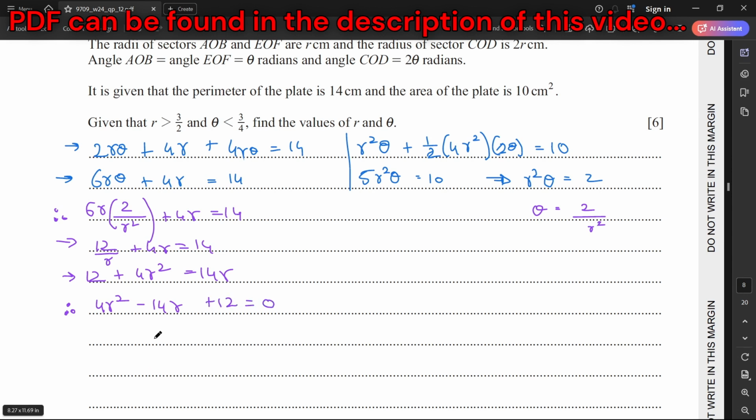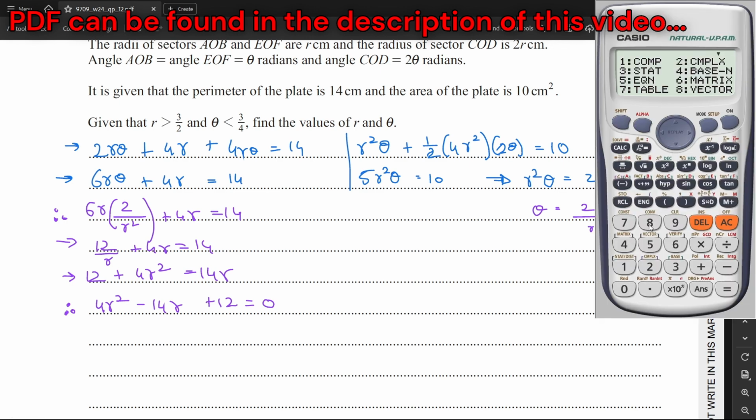And now what I can do is, I can take out my calci and say mod 5 3, 4 minus 14 and 12. This gives me one of the answers of r is 2 and the other is 3 by 2. And clearly we can see that r must be greater than 3 by 2. So 3 by 2 solution will be rejected.